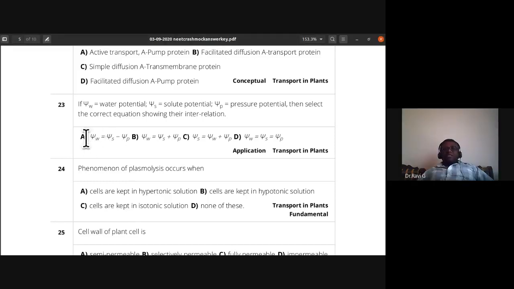Okay. See, psi W, option B, is the right answer. Psi W, water potential, equals the sum of pressure potential and solute potential. Okay, so that is the answer.